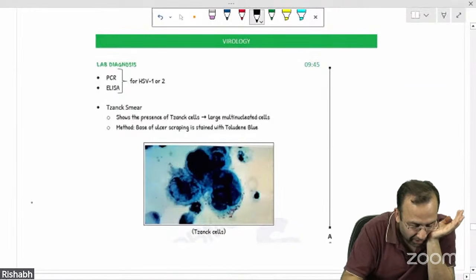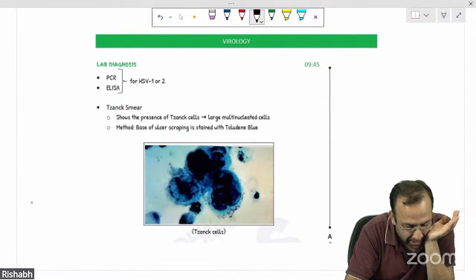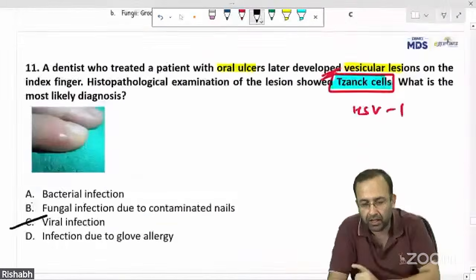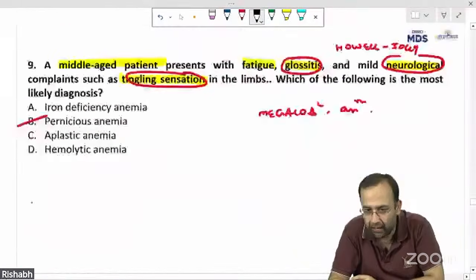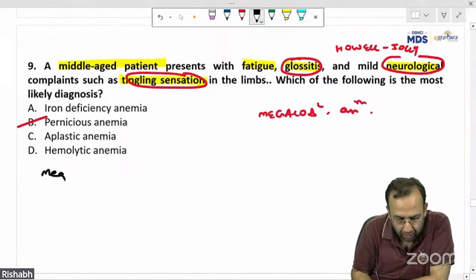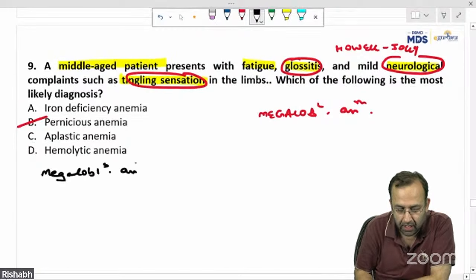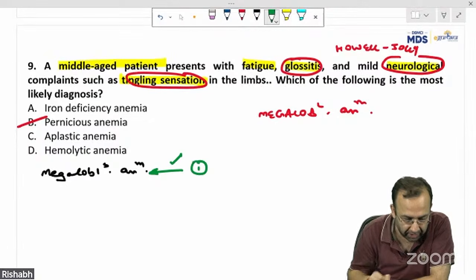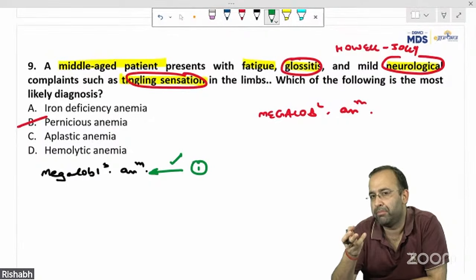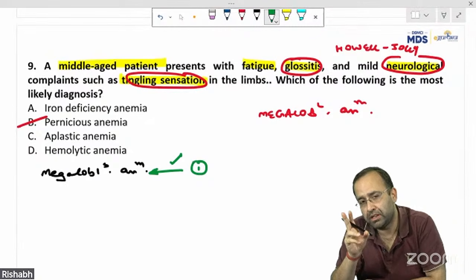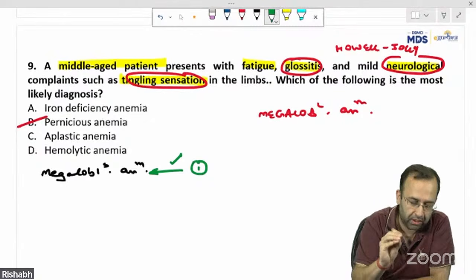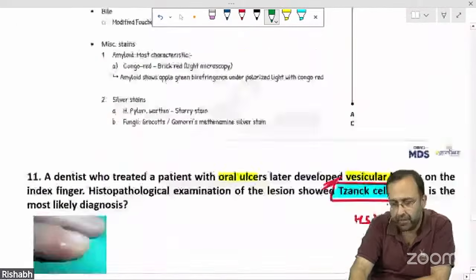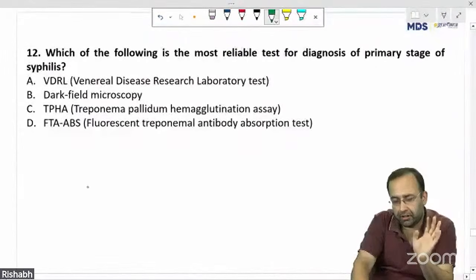अब अच्छा, सोनी सिंह, हॉवल जॉली मेगालोब्लास्टिक एंड पर्निशियस में था. अगर उस क्वेश्चन में if you have that tingling sensation and glossitis and if megaloblastic anemia was in the options, then megaloblastic anemia will be a better answer. This will be the first answer, and then will be pernicious anemia, because pernicious anemia is a special subtype of megaloblastic anemia associated with antibody against intrinsic factor. In that case, megaloblastic anemia becomes a better answer. So it will depend upon the options given.